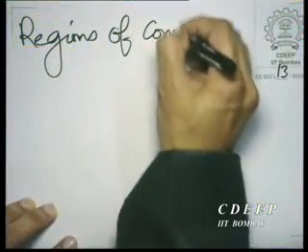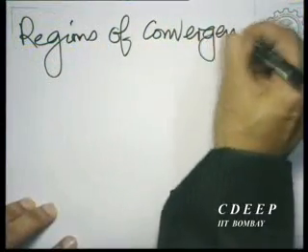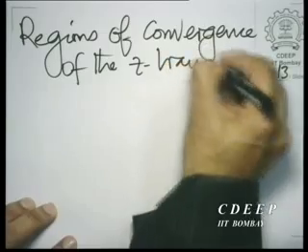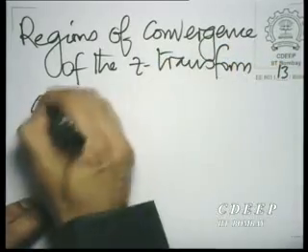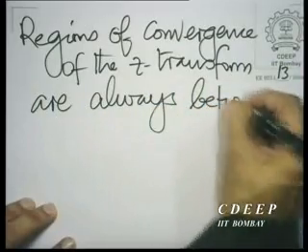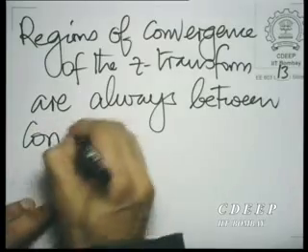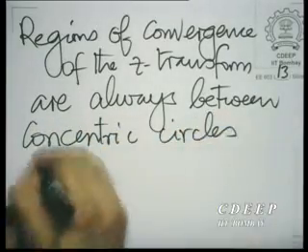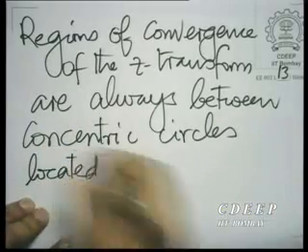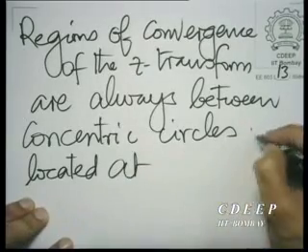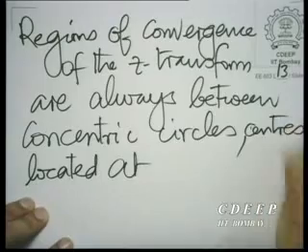Regions of convergence of the Z transform are always between concentric circles with centers located at the origin.